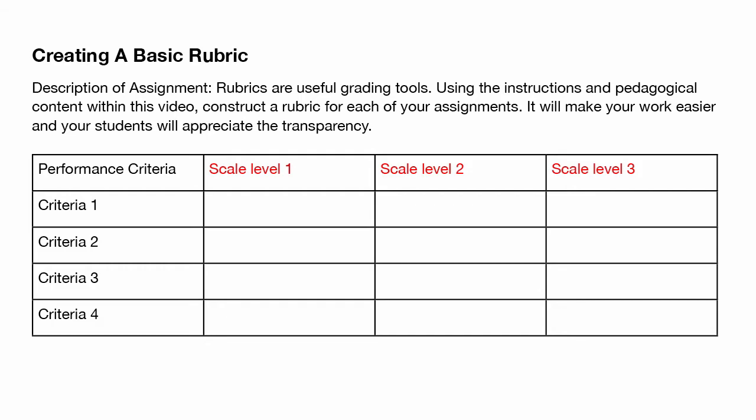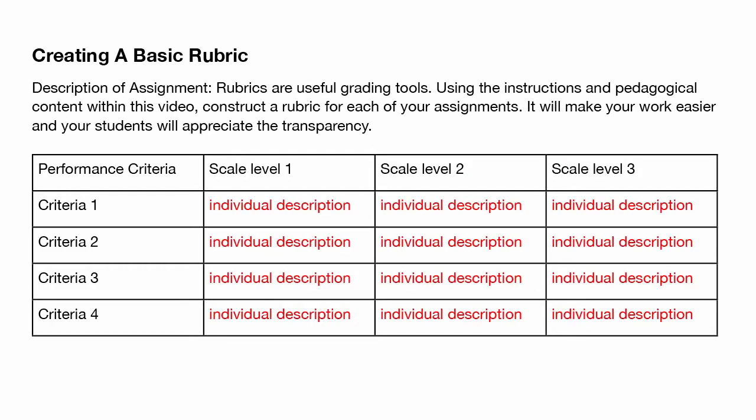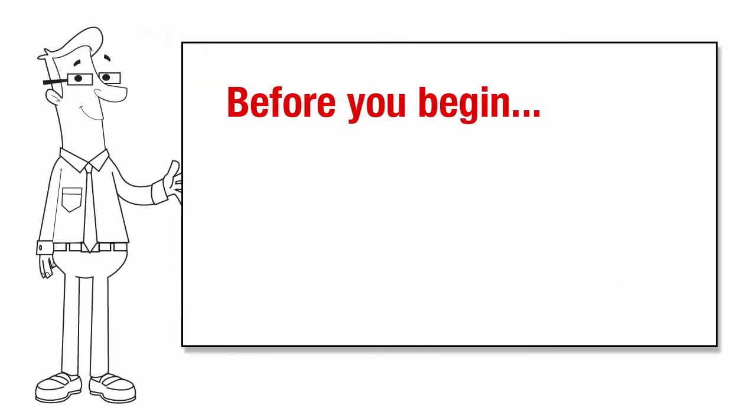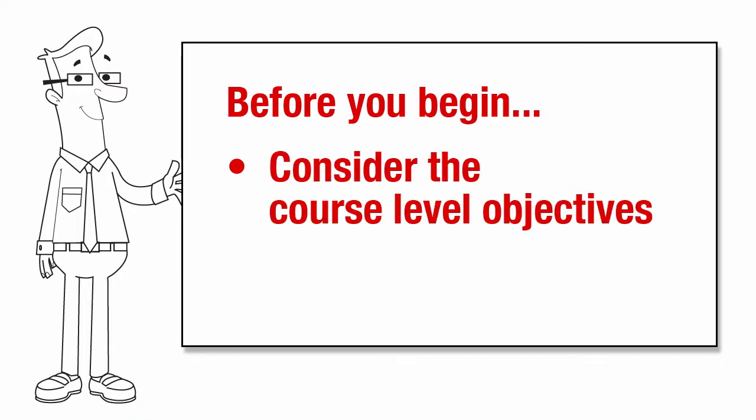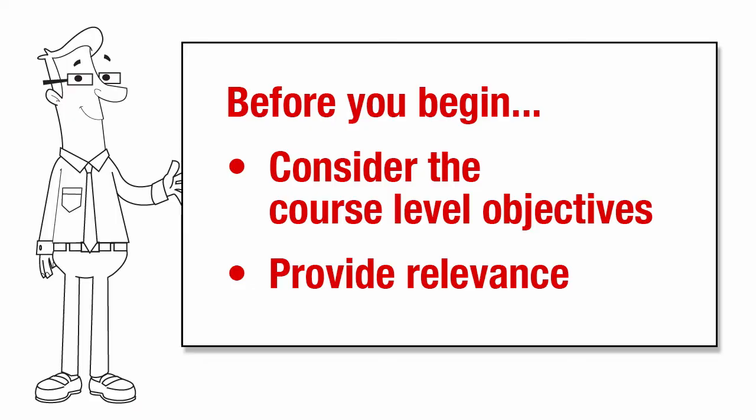The fourth part is the individual descriptions within the grid. These descriptions precisely describe what must be accomplished to achieve this level and give clear guidance as to what is expected. Before you begin creating the actual rubric, consider the course level objectives that your assignment addresses. It is also important to provide the relevance of your assignment.